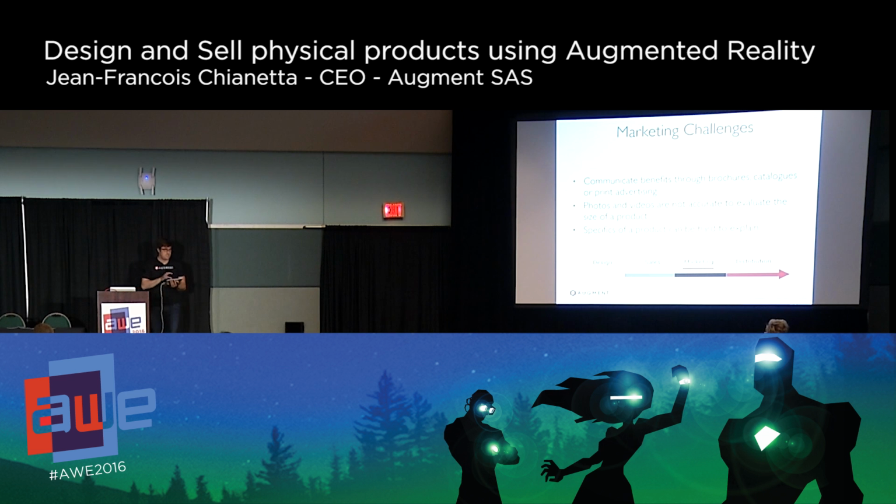So their challenges are around communication of benefits, around the specificity of a product. How do you explain, for instance, that this tablet has a video projector that shows a big screen? How do you explain how an industrial product will look like?